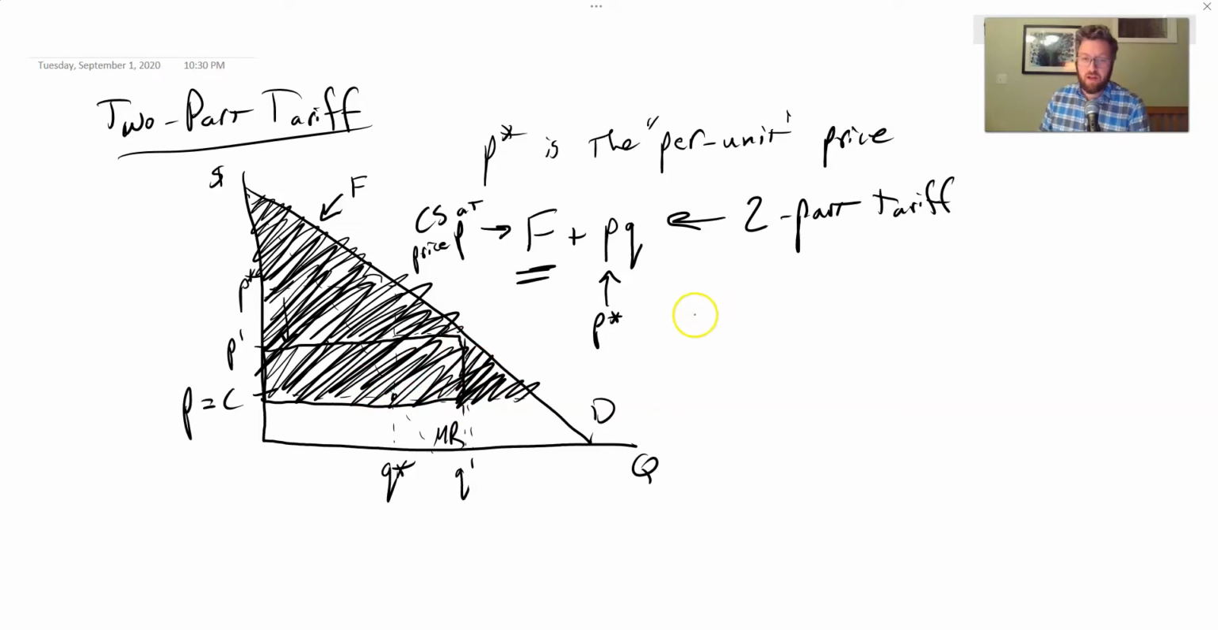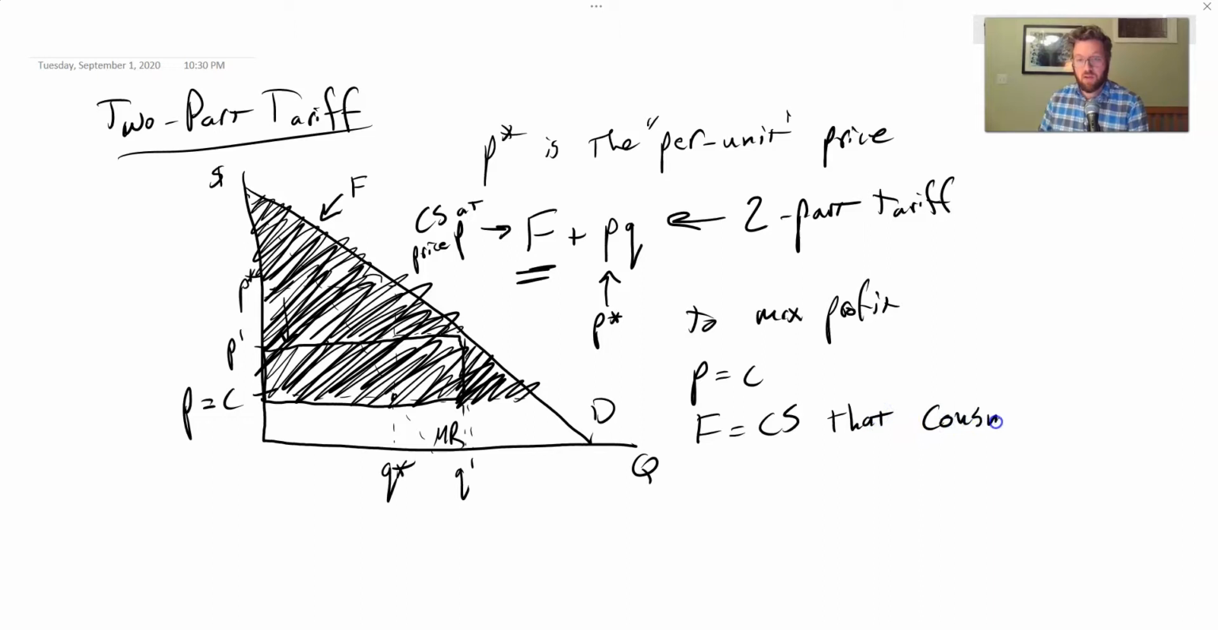So to maximize profit with a two-part tariff, you set P equal to marginal cost and F equal to the consumer surplus that consumers normally get if the price is P.